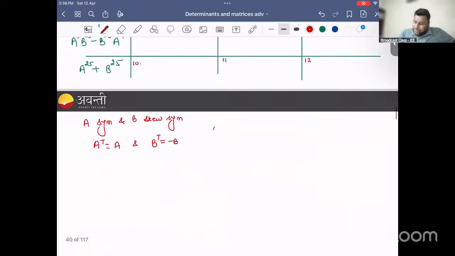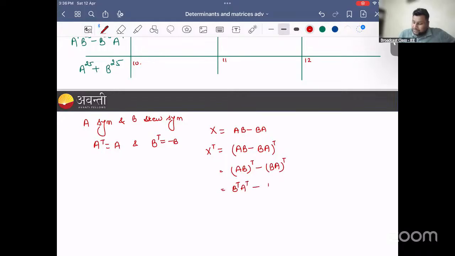Now let you have a matrix X as AB minus BA. So what will be X transpose? X transpose is AB minus BA transpose. That is AB transpose minus BA transpose. Am I correct? That is B transpose A transpose minus A transpose B transpose.